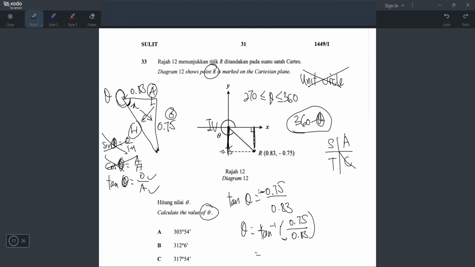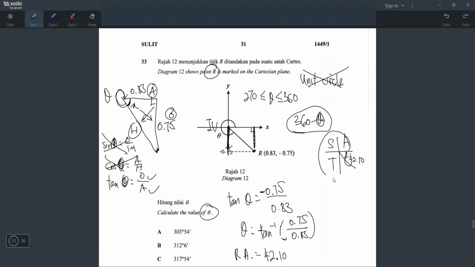Get the reference angle first. So I get 42.10. But this is not the answer. This is not the theta. You don't write theta here. You write the RA. What is RA? Reference angle. It means this is the angle towards X. It means this 42.1 is just this angle here.